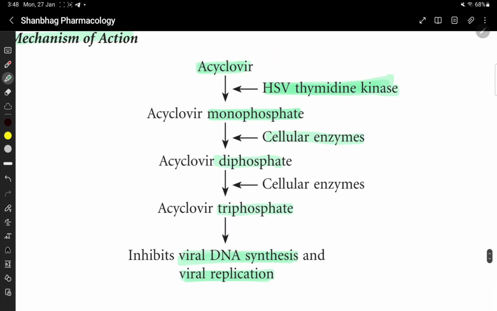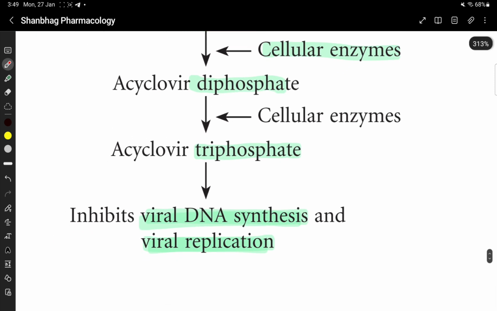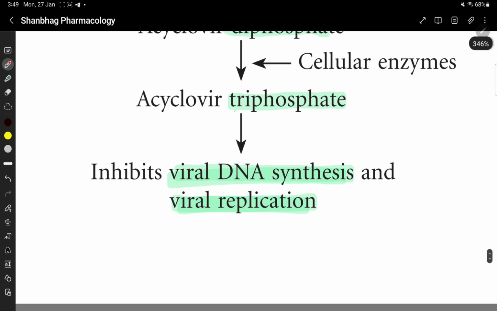Acyclovir is converted to acyclovir monophosphate by HSV thymidine kinase. Then cellular enzymes will convert the monophosphate to diphosphate, then diphosphate to triphosphate. Acyclovir triphosphate inhibits the viral DNA synthesis and viral replication.